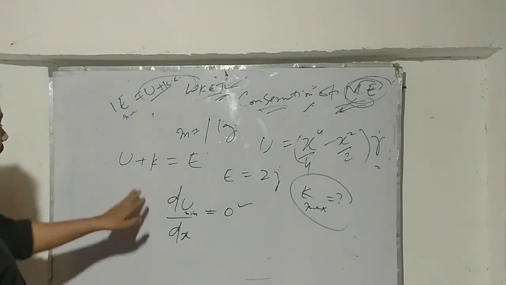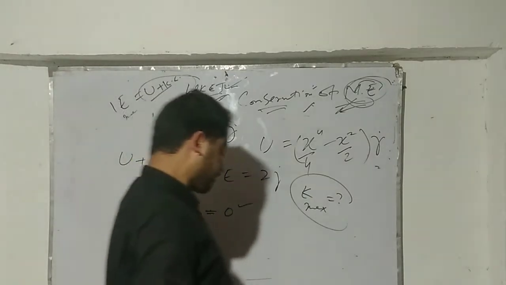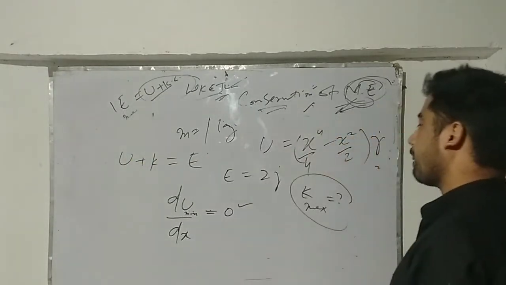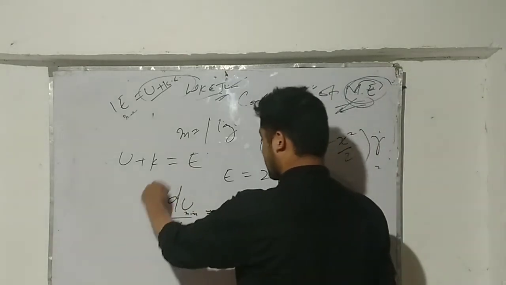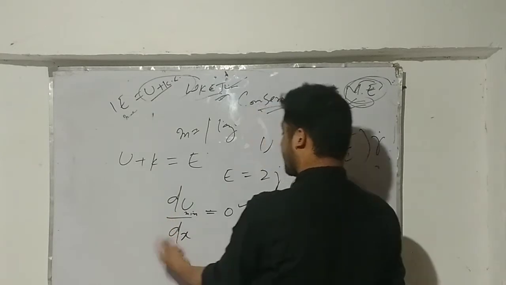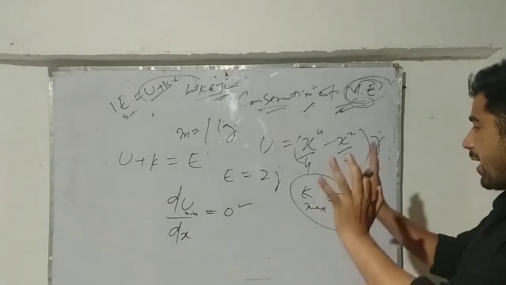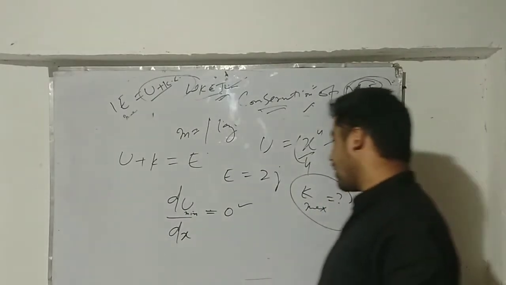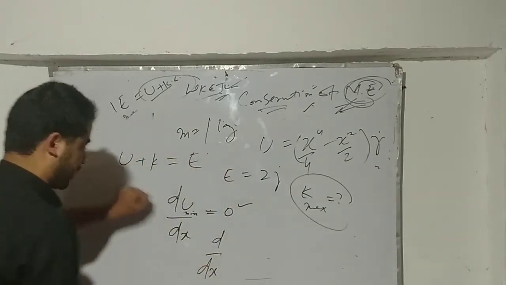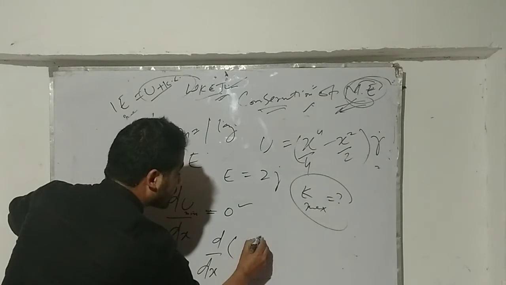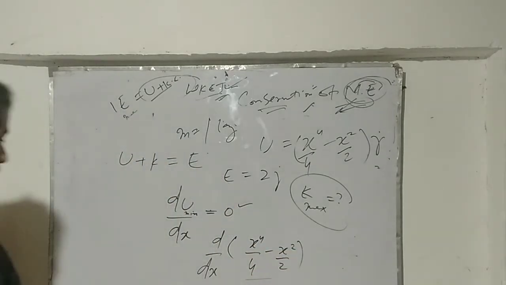For that, my potential energy should be minimum. So if my potential energy is minimum, I can say that its derivative with respect to x must vanish. This is the thing that we have discussed a number of times in the previous lectures. So if I operate on the potential energy function with this operator, it is x^4/4 minus x^2/2. Okay, this is the given potential energy for the particle.